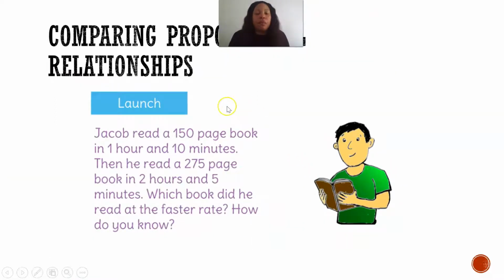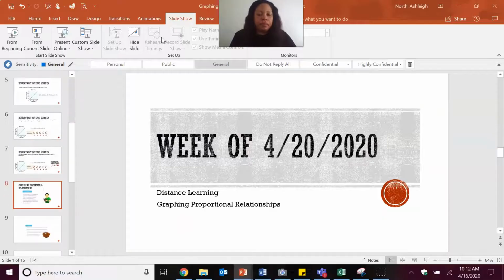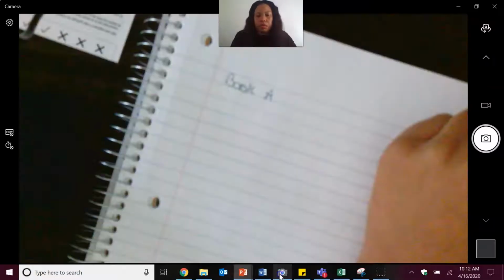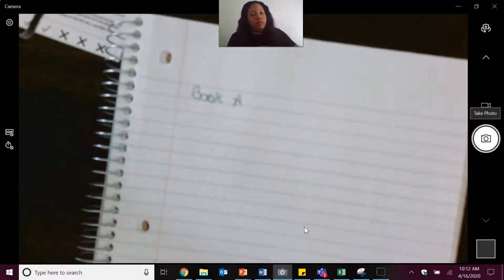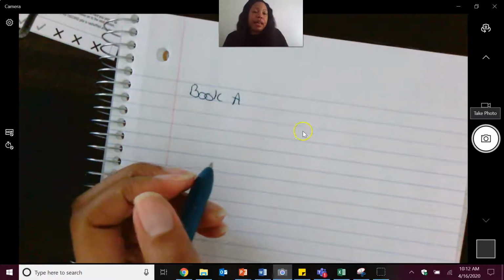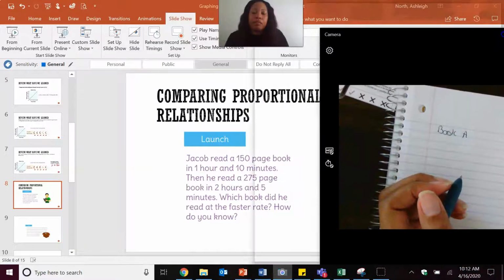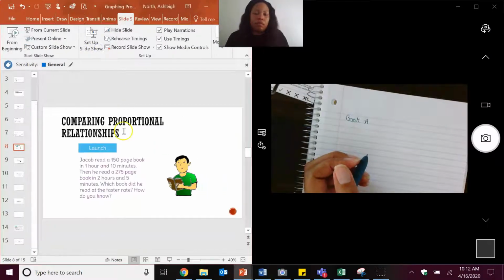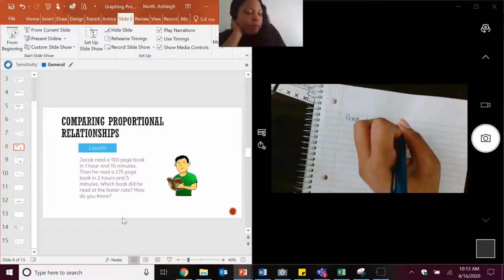So let's start off with a little launch problem. I'm just going to switch back and forth. But I just want to, again, get our brains working, seeing how we're comparing two things. So Jacob read 2 books, right? He read book A, and I'm sorry, y'all can't see what I'm writing. He read book A, and he read book B.